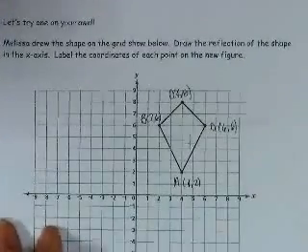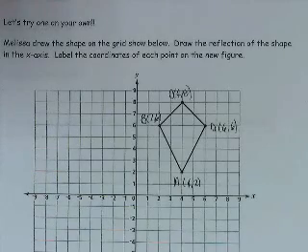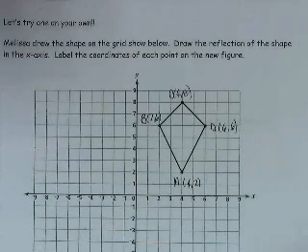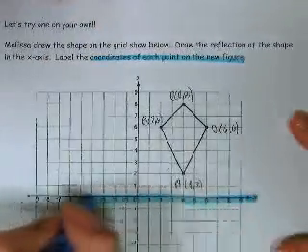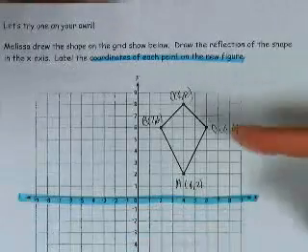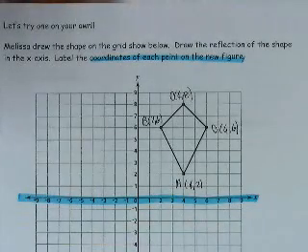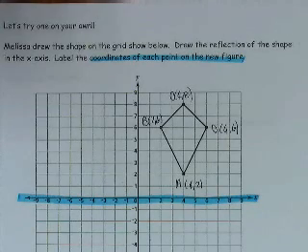So Melissa drew the shape on the grid below. Draw the reflection of the shape in the x-axis. Label the coordinates of each point on the new figure. So here's my x-axis. Go ahead and draw that. This is going to be a flip, top to bottom. Pause the video and come back and check out what we have.